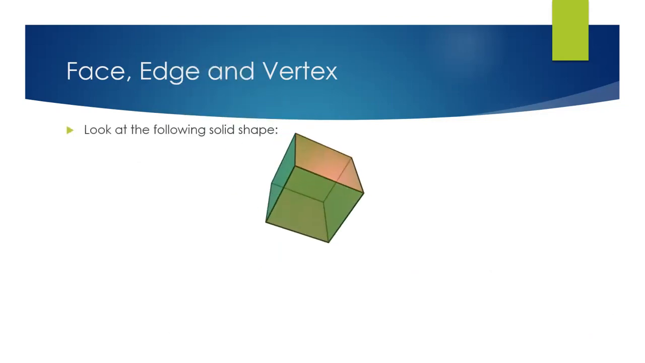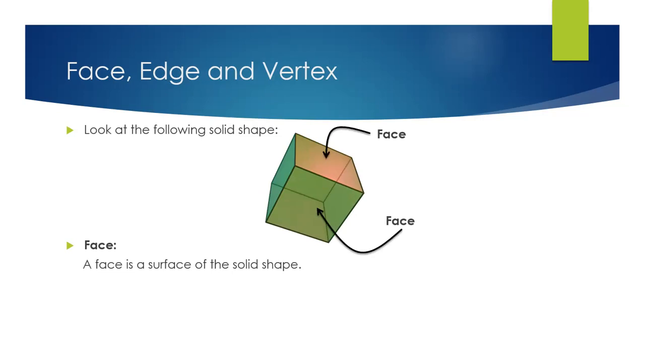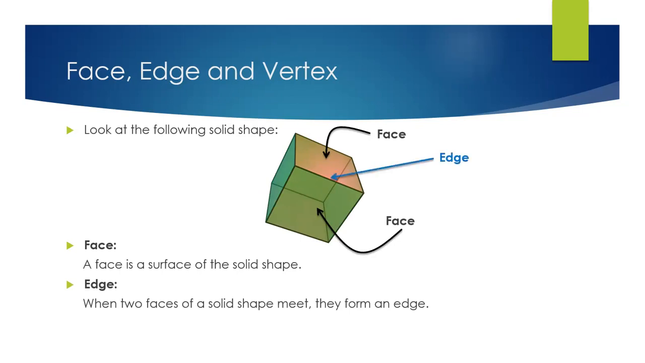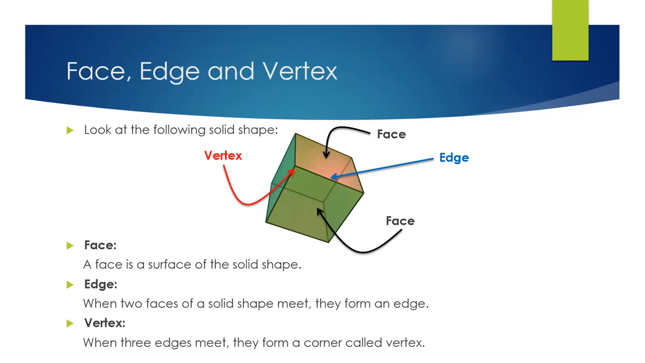Here we have a solid shape. This is a cube. So, firstly, let us see what is a face. A face is the surface of the solid shape. Here we can see the face, which is a flat face of the cube, and an edge is basically where two faces meet each other. That is called an edge. Here you can see the two faces meet to form an edge. Similarly, a vertex is a point where three edges meet. They form a corner called a vertex.